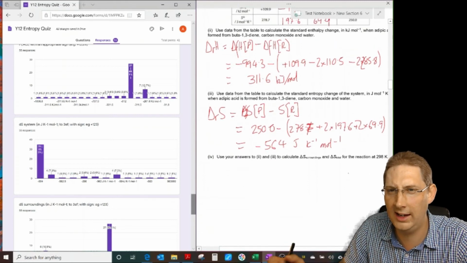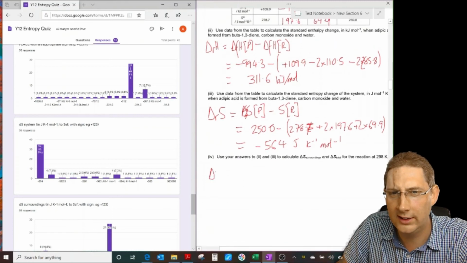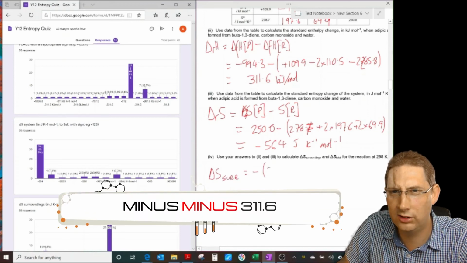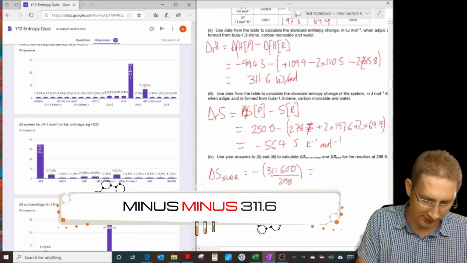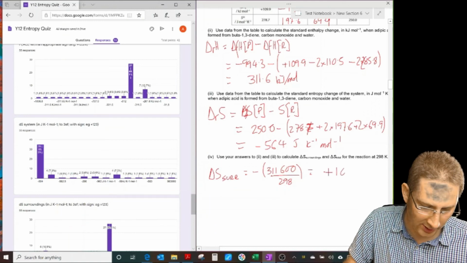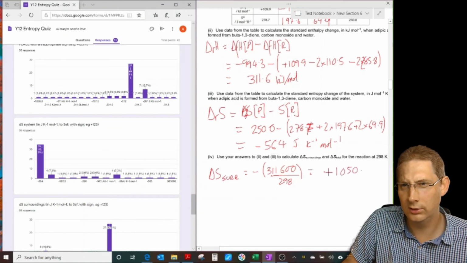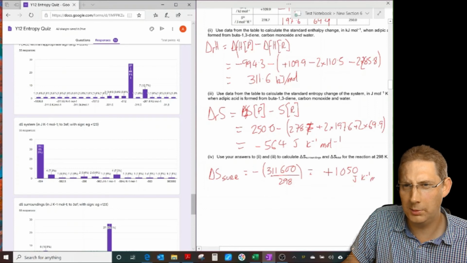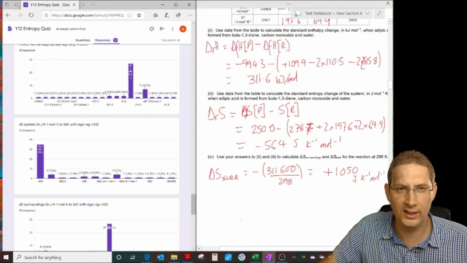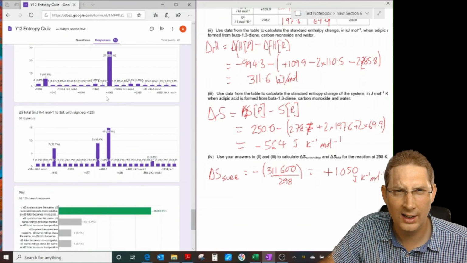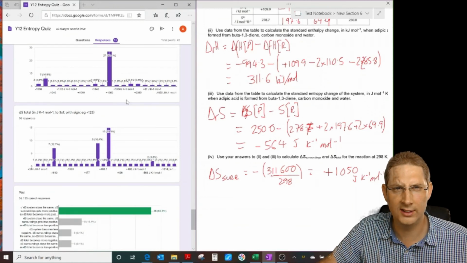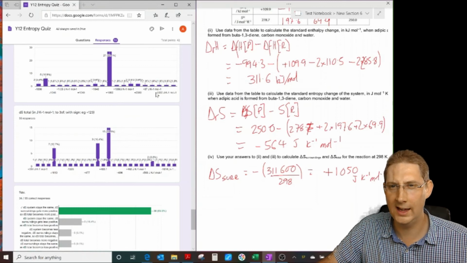Calculate delta S surroundings and delta S total. Delta S surroundings is minus delta H, 311,600, converting that into joules, over 298, which equals plus 1050 joules per Kelvin per mole, to 3 significant figures. A few people forgot to give it to 3 sig figs, a few rounding errors there.